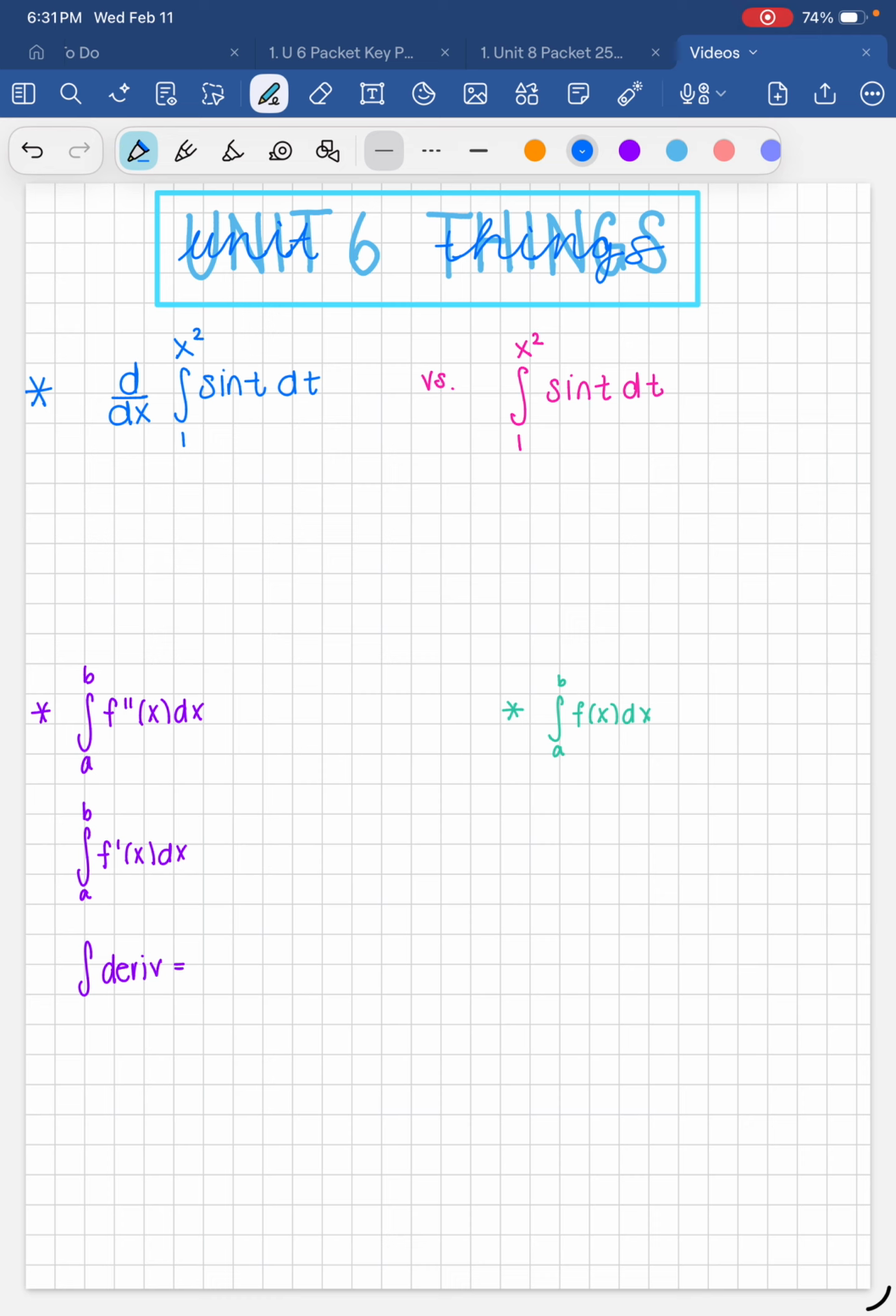So look at this first question, the blue versus the pink. Do you see how the blue has a d/dx in front and the pink doesn't? So I taught you guys two fundamental theorems of calculus. These are both of them. So the blue one is asking me to derive the integral. The pink one is just asking me to evaluate the integral. The pink one requires a lot more work.